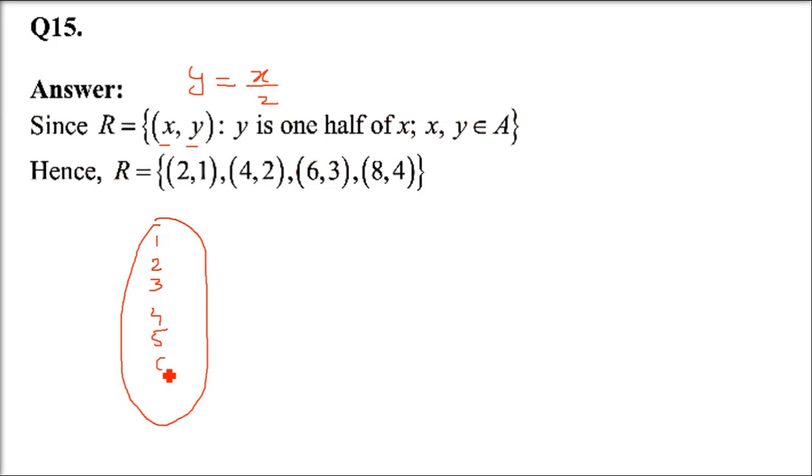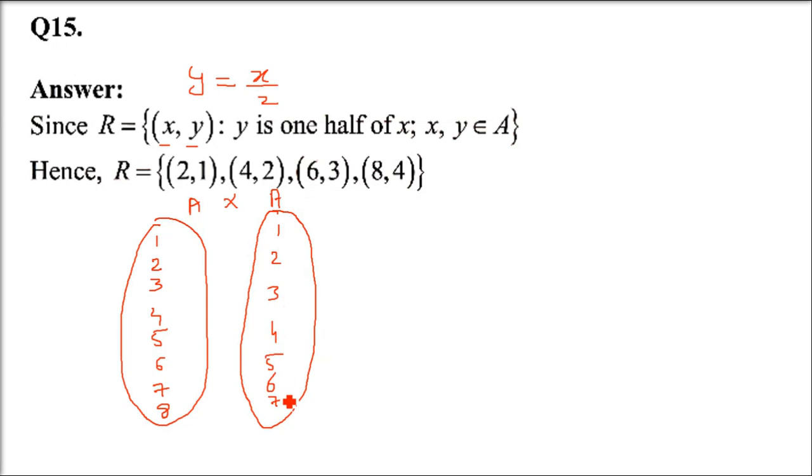Let us write this set 1, 2, 3, 4, 5, 6, 7, 8. Again, because the relation always comes out of the Cartesian product, let us write A cross A here. 1, 2, 3, 4, 5, 6, 7, 8.